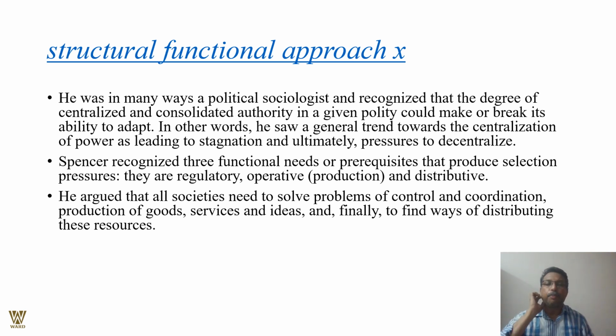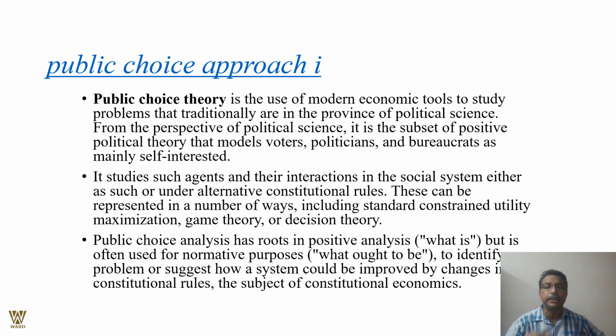He was in many ways a political socialist and recognized that the degree of centralization and concentrated authority in a given polity could make or break its ability to adapt. In other words, he saw general trends towards centralization of power as leading to stagnation and ultimately pressures to decentralize. Spencer recognized three functional needs or prerequisites that produce selection pressures: regulatory, operative, and distributive. He argued that all societies need to solve the problem of control and coordination, production of goods, services, and ideas, and finally find a way of distributing them.